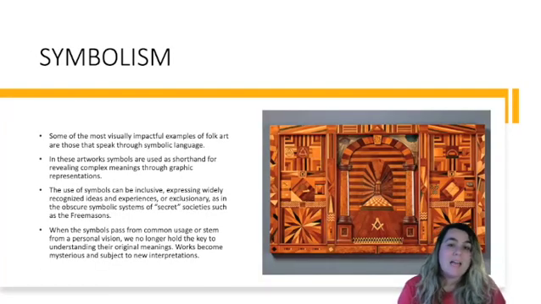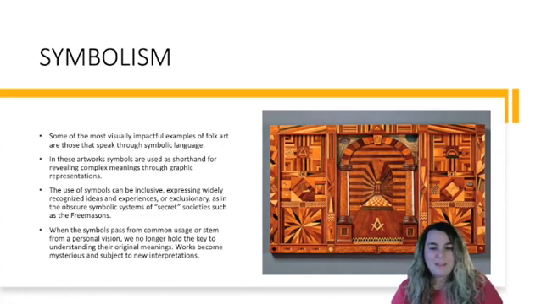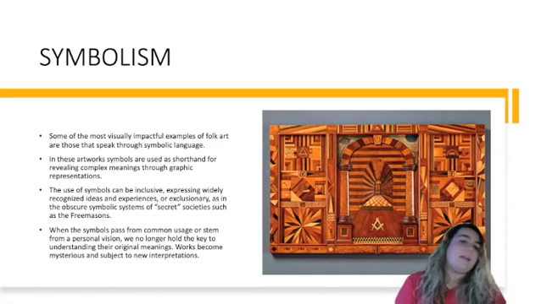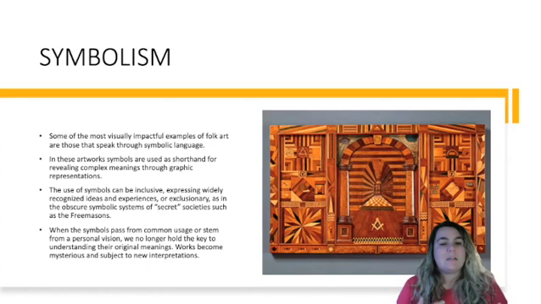Symbolism. So this is the last of these themes that we're looking at. Some of the most visually impactful examples of folk art are those that speak through symbolic language. In these artworks, symbols are used as shorthand for revealing complex meanings through a graphic representation. As you can see in the work behind me there, that is a Masonic work of art that has a lot of symbols that we see with the Freemasons and so forth.